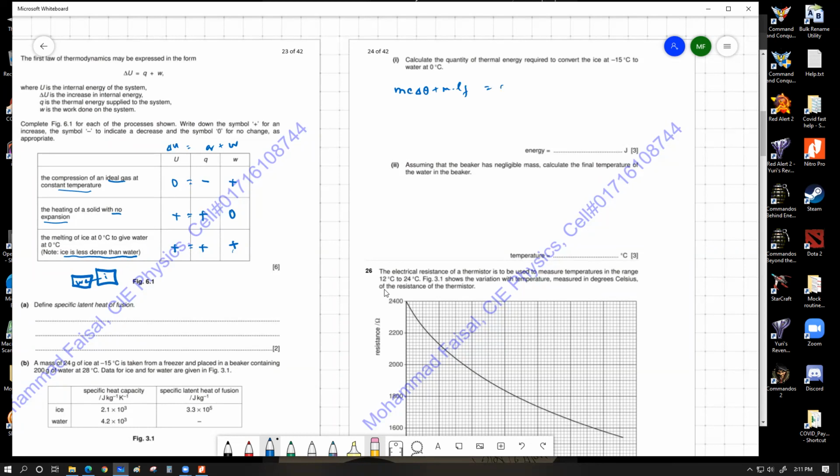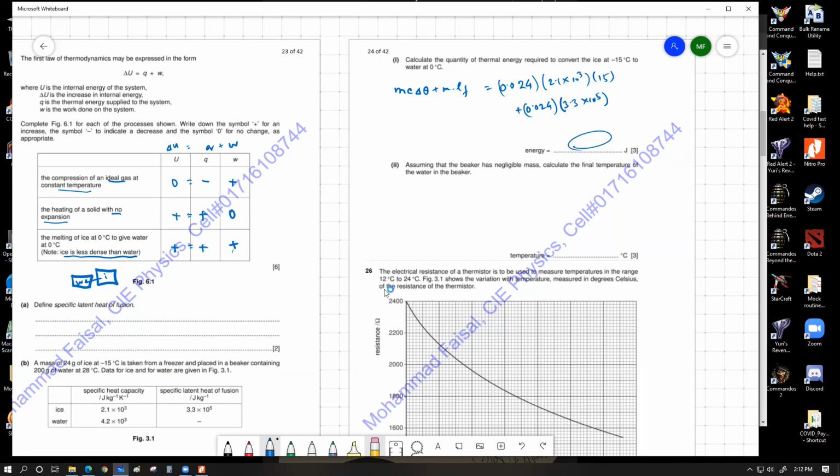24 gram of ice, which is 0.024 into 2.1 into 10 to the power 3 into 15. This is the heat required to raise the temperature to 0 degrees Celsius, plus 0.024 into 3.3 into 10 to the power 5. So that's going to be the energy required for this process.